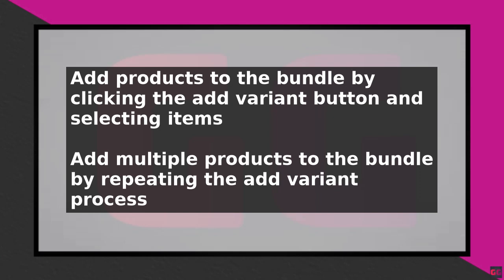Now, you need to set the price for the bundle. You can either set a fixed price or a price based on the total price of the individual products. Make sure to also set the Compare At price, which will show the original price of the individual products, so customers can see the discount they are getting.